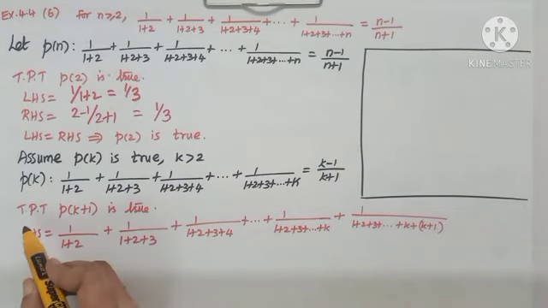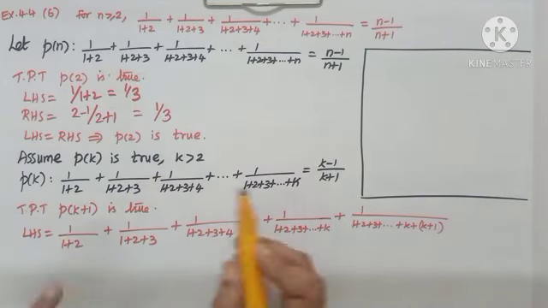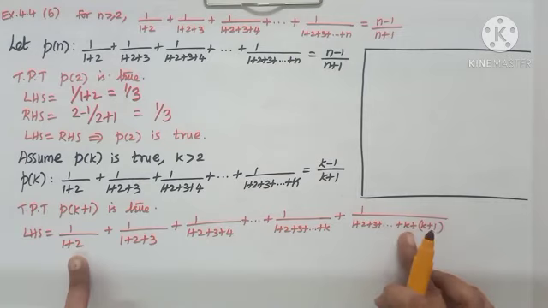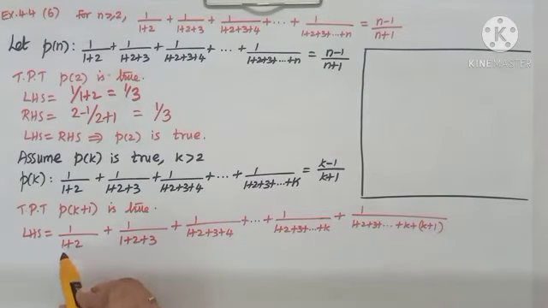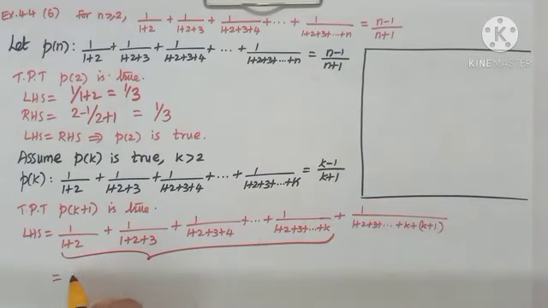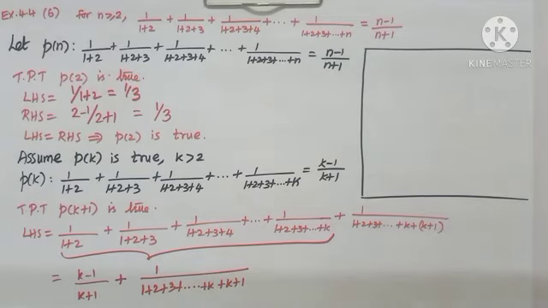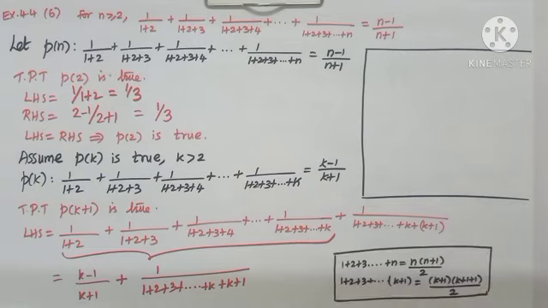The very next step, prove that P of k plus 1 is true. Copy the k statement as it is and write the next term. For writing the next term, I copy the same. We stop with k here, but in the next term, I stop with k plus 1. First k terms: from this step, I can write k minus 1 by k plus 1, plus 1 by 1 plus 2 plus 3 up to k plus 1. What is the formula for 1 to k plus 1? Use the formula: 1 plus 2 plus 3 up to n is n into n plus 1 by 2. So 1, 2, 3 up to k plus 1 is k plus 1 into k plus 2 by 2.